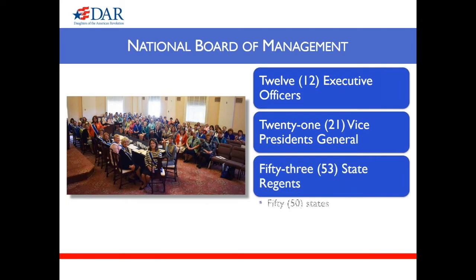There are 53 state regents who serve on the National Board of Management. These state regents are elected by their respective state organization or state societies and represent the 50 states, the District of Columbia, Mexico, and France. In the absence of her state regent, a state vice regent may attend and serve on the National Board of Management with the approval of the President General.